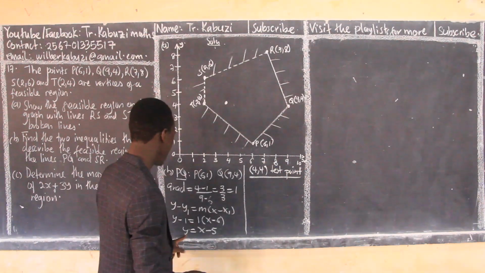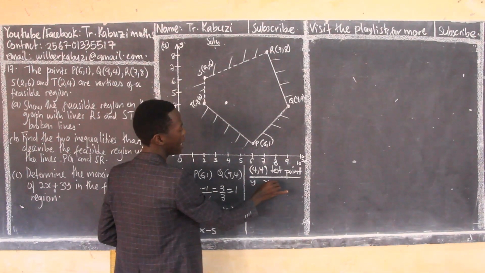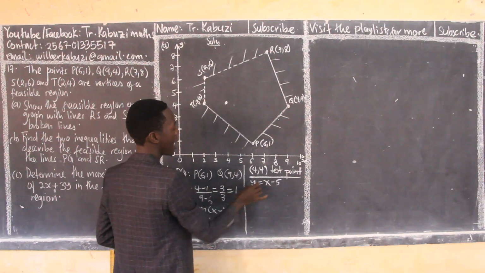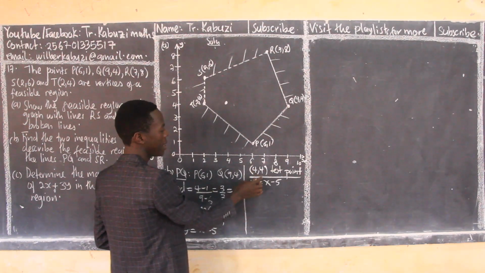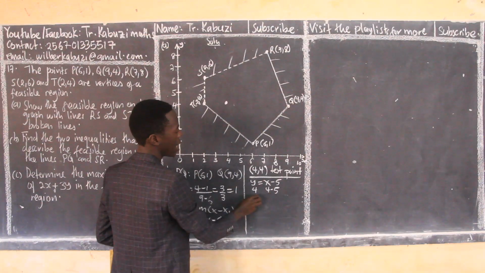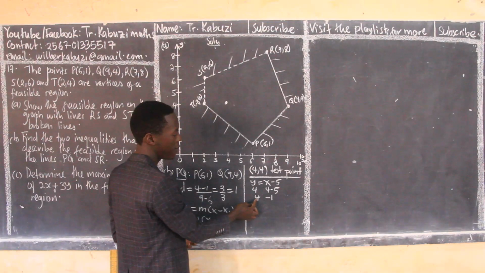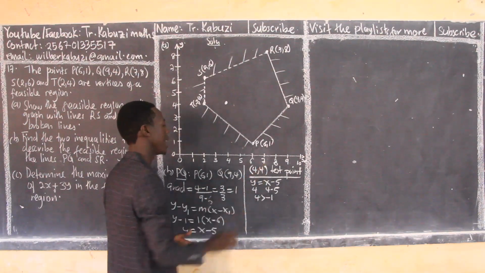Now testing which line? This one. So from here, you see from my y equals x minus 5. Now I just substitute: the x is 1, the y is 4. Now I have y and negative 1. You see that trivially, 4 is greater than negative 1.